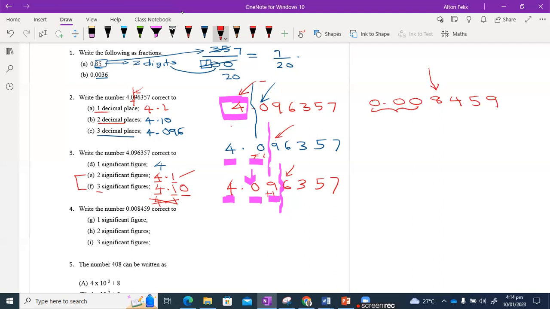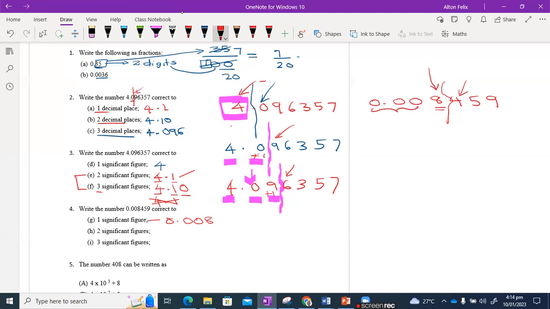So if we want to write this to one significant figure, we are looking at starting our count from the 8. And therefore our answer, of course, we look at the next digit after the 8, which is a 4. So our answer here will be 0.008. Since it's a 4 that follows the 8, we do not add 1 to our 8.